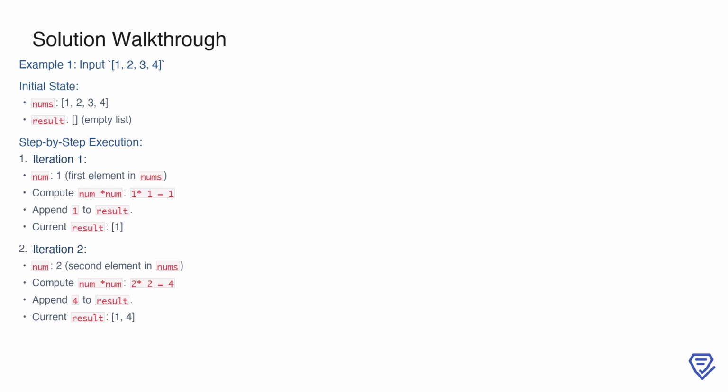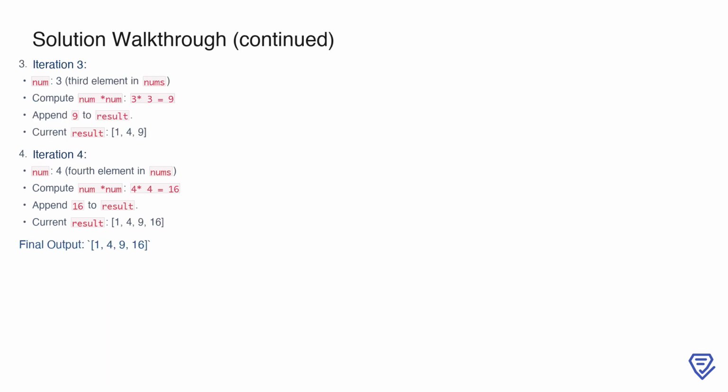Initially, the result list is empty. In the first iteration, we take the first element from nums, which is 1. We compute its square, 1 * 1, which equals 1, and append it to the result list. Now, the result contains 1. In the second iteration, the next number is 2. We calculate 2 * 2, which equals 4, and add it to the result. The result list now becomes 1, 4.